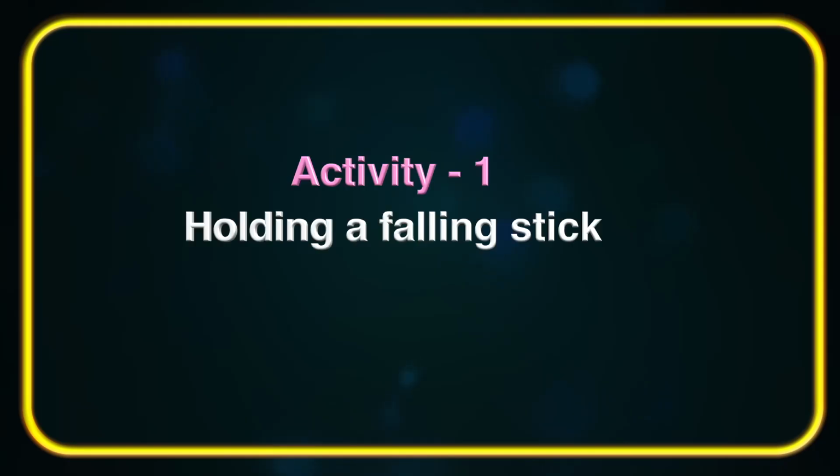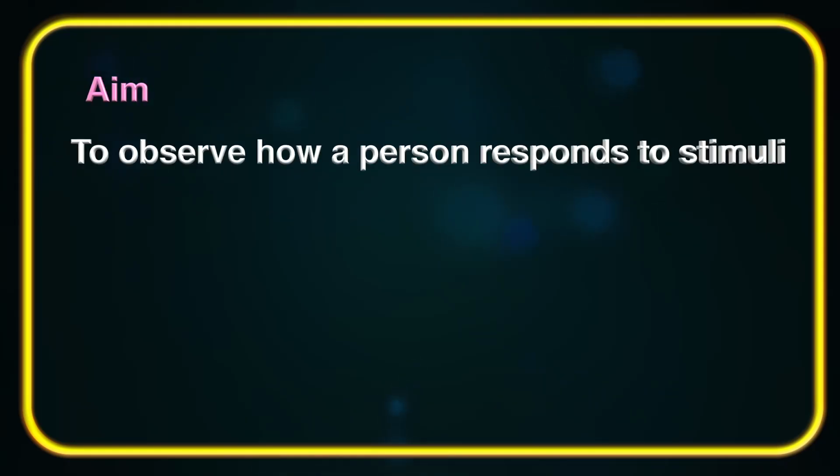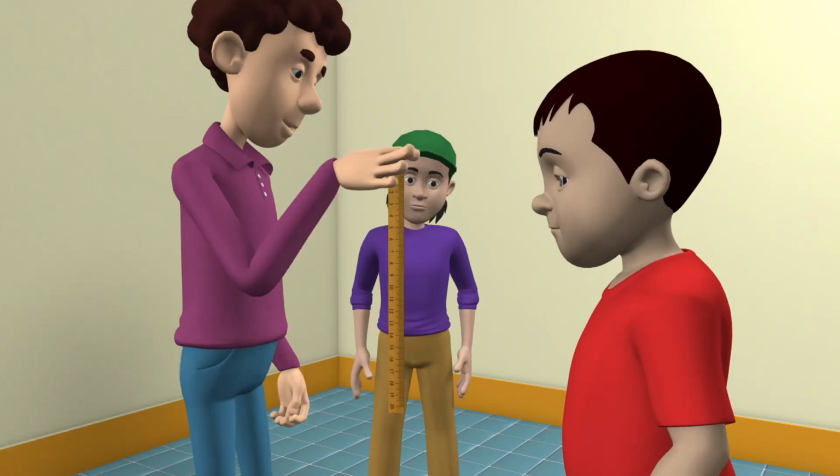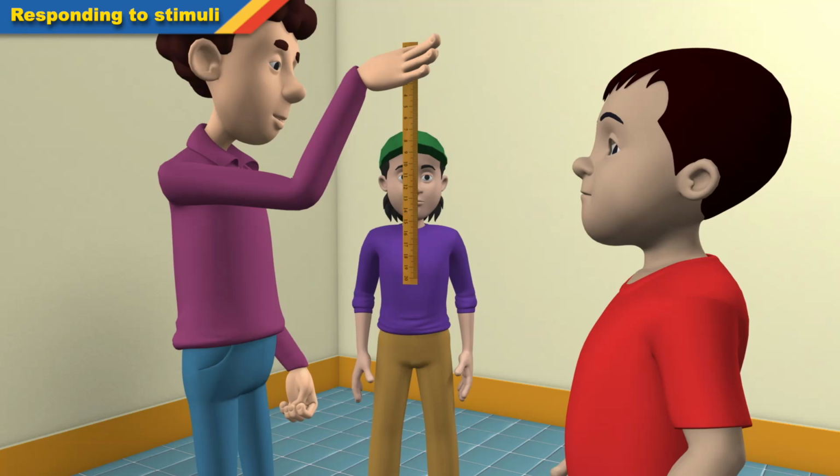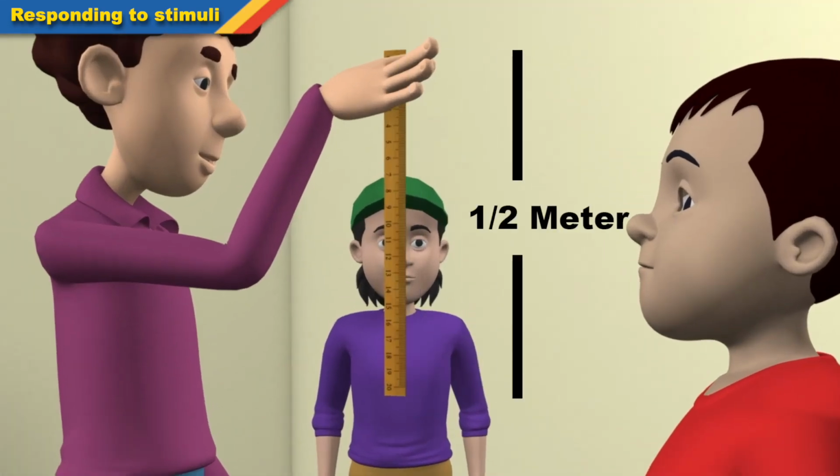Activity 1. Holding a falling stick. Aim. To observe how a person responds to stimuli. Materials required. Scale. Procedure. Take a long scale or a stick which is around half a meter.